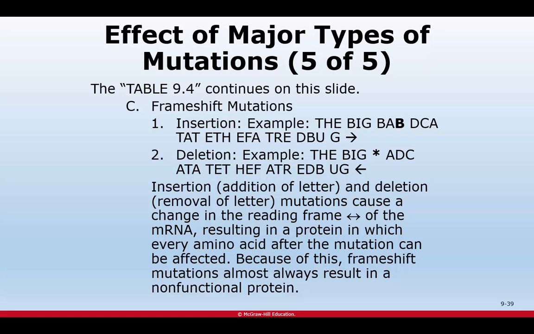Because you see what happened in the first example, insertion, the big ba, you see how the B was exchanged for D? And even though the rest of it, if you break it up, says cat ate the big red bug, it's changed the whole frame. So it results in a different protein where every amino acid after that mutation is affected. So this is usually going to produce a non-functional protein.